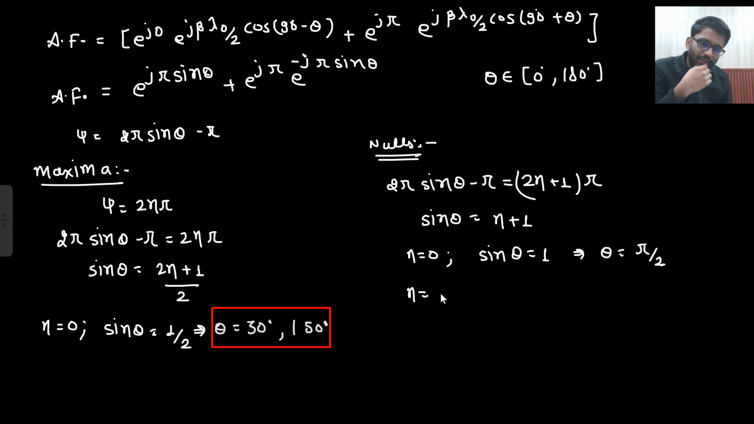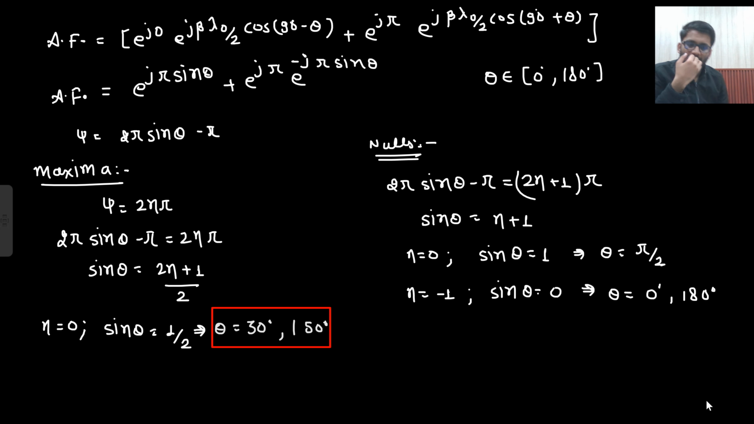And if you put n equals minus 1, that also will be applicable, because sine theta would be equal to 0, and that is 0 at 0 degree and 180 degree. So you are having nulls at 0 degree, at pi by 2 and at 180 degree.